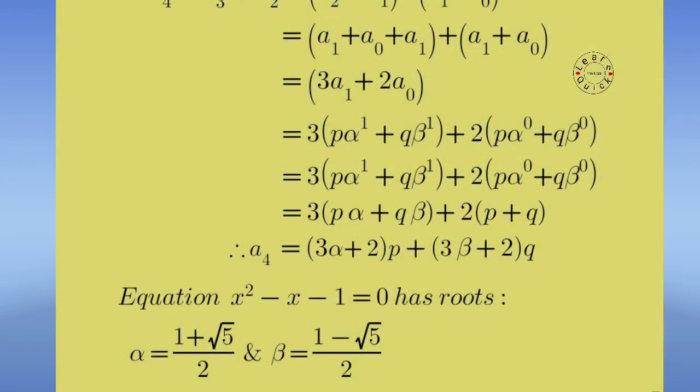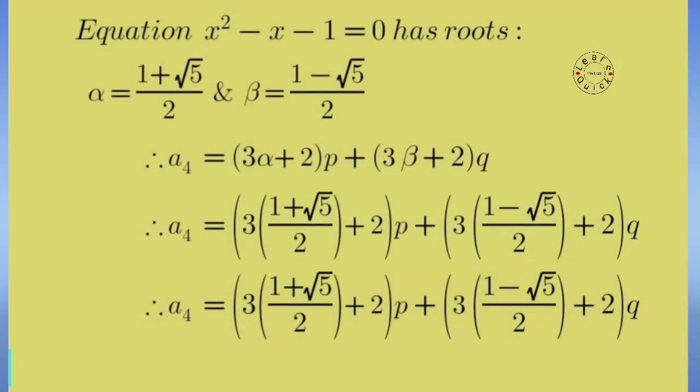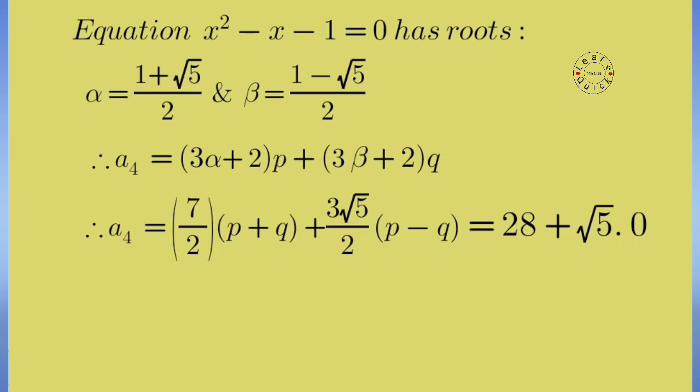Now alpha and beta are the roots, so let's evaluate the value of a4, putting in the values of alpha and beta from the equation we know. Taking alpha as 1 plus root 5 by 2 and beta as 1 minus root 5 by 2, the expression for a4 becomes like this. You can simplify it further so as to get the equation in the form of p and q. So a4 is 7 by 2 times p plus q and 3 root 5 by 2 times p minus q, which is equal to 28 given in the question.